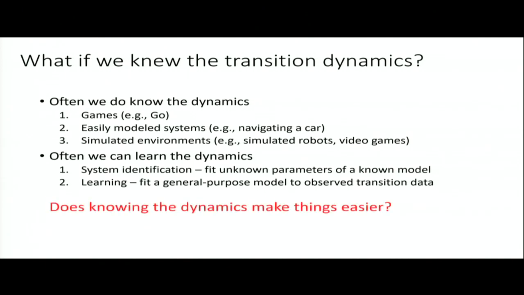So then the question is, does knowing the dynamics actually make things easier? We discussed a number of model-free algorithms. If we have the dynamics model, can we do a better job of choosing actions? Can we in some ways make this easier, make it faster, make it more effective? Oftentimes the answer is yes, although it depends a lot on the specifics of the system in question. And we'll talk about some of the ways that we can make decisions with known dynamics today.